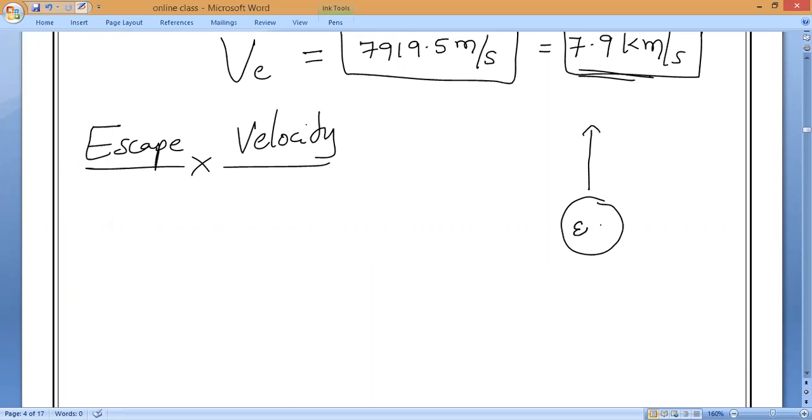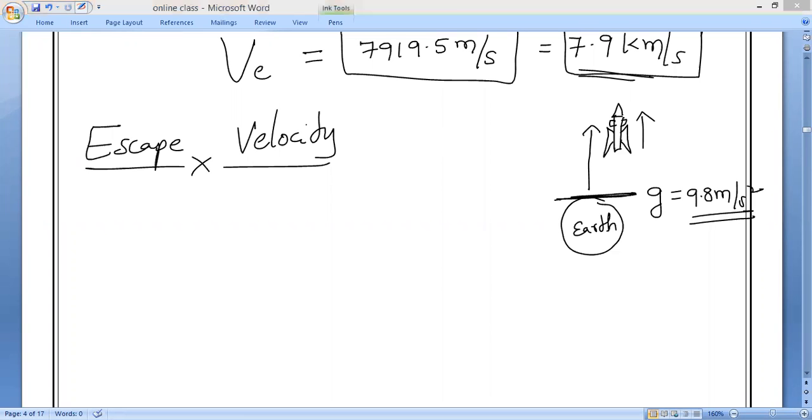For example, if we take the Earth, Earth will pull every object with the acceleration due to gravity. How much is it? 9.8 meters per second square. So if I want to launch a rocket, at what velocity do I have to launch it? More than this or less than that? That is my question. Everybody, I have to give the escape velocity more than this. Is it yes or no, guys?